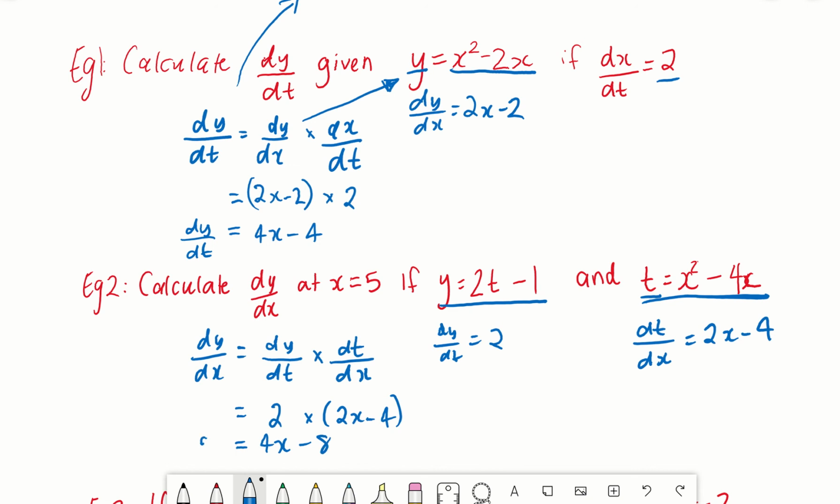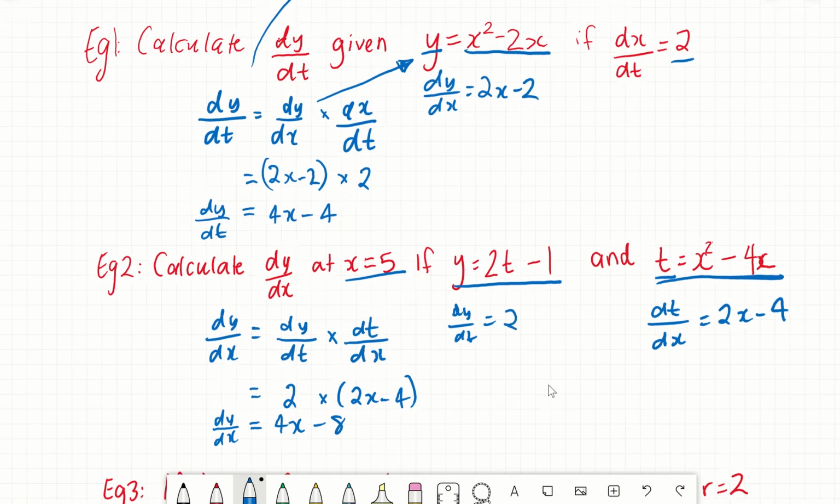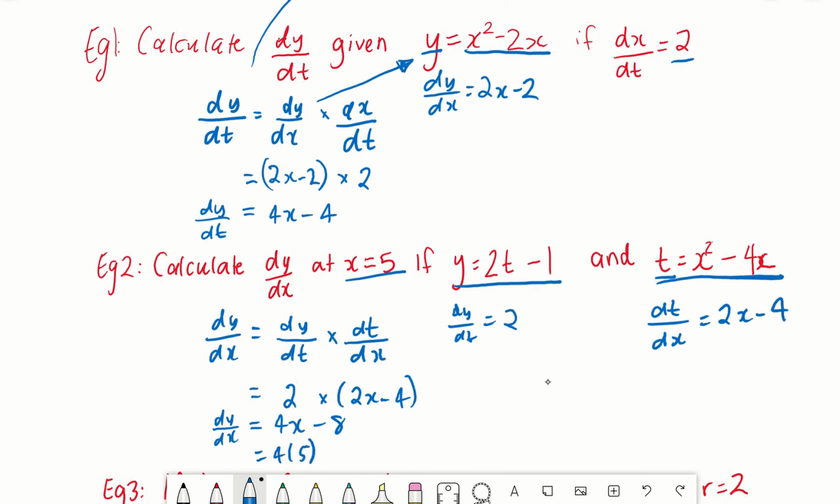Now at this time, they don't want just what the equation is. They've said calculate at x equals 5. So now we've got our derivative. Now we just sub in x equals 5. So it's going to be 4 lots of 5 minus 8, which is going to give you 12, is your final answer. So that one, they just gave you a certain point that they wanted to know that rate at that certain time, or whatever they'd got x in terms of.